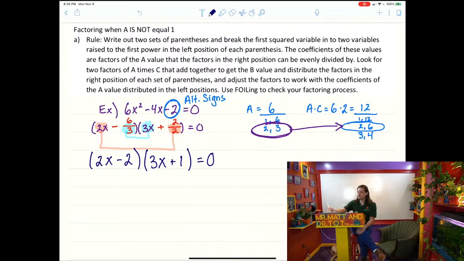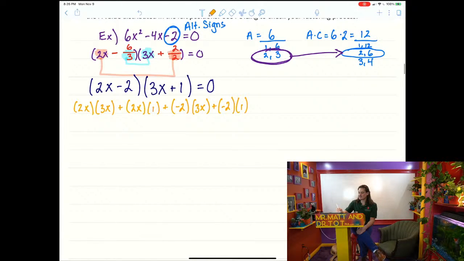Now we could FOIL out to make sure that we did this correctly. First times first would be 2x times 3x. Outer times outer is going to be 2x times 1. Inner times inner is going to be negative 2 times 3x. And last times last is going to be negative 2 times 1. 2x times 3x is a 6x squared. 2x times 1 is a 2x. Negative 2x times 3x is a negative 6x. And negative 2 times 1 is a negative 2.